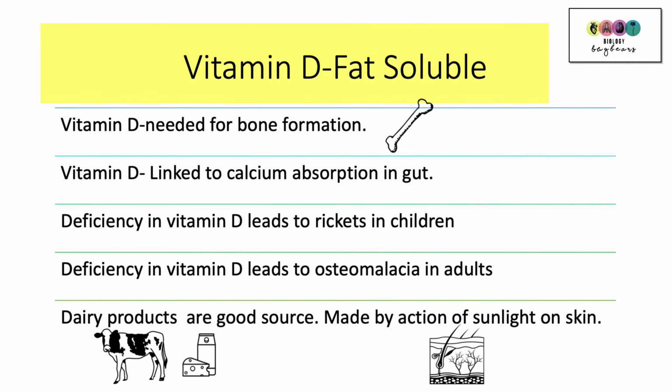So let's look at vitamin D, a fat-soluble vitamin. Vitamin D is needed for bone formation. It's linked to calcium absorption in the gut. If you're deficient in vitamin D, it leads to rickets in children and osteomalacia in adults. Dairy products are a good source of vitamin D, and it's also made by the action of sunlight acting on the skin.